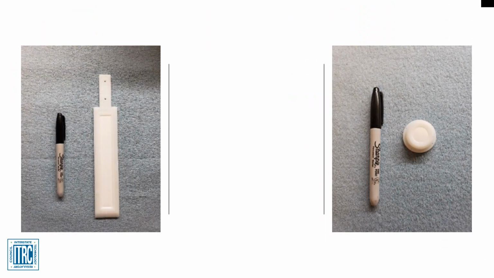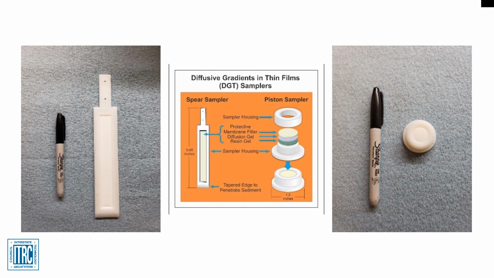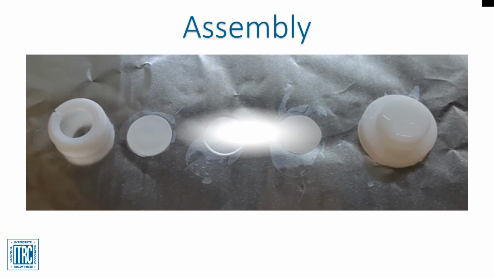DGT samplers are available in two configurations: a sphere or flat DGT sampler for use in sediment and soil, a piston or disc DGT sampler for aqueous environments. The DGT sampler includes the following parts: the DGT base, a binding membrane which is required for some applications, the resin gel, the diffusive gel with a known thickness, the filter membrane with 0.45 micrometer pore size, and the DGT cap or housing. Let's look at the steps and some considerations for DGT assembly.